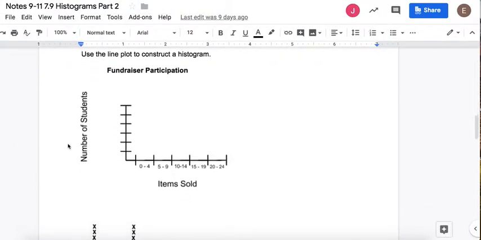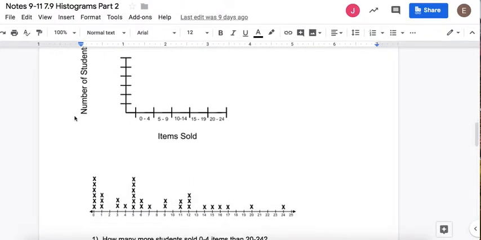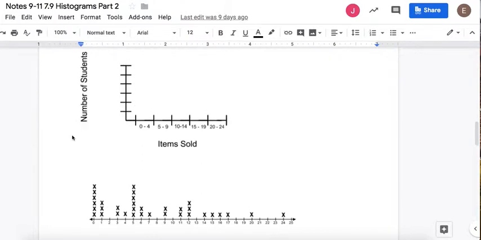And now we're going to use the line plot to construct a histogram on fundraiser participation. Okay, so we are going to look at the line plot to construct the histogram. Now you notice we don't have any frequencies over here, but once again we're going to have to count by 2s. So 2, 4, 6, 8, 10, and 12.